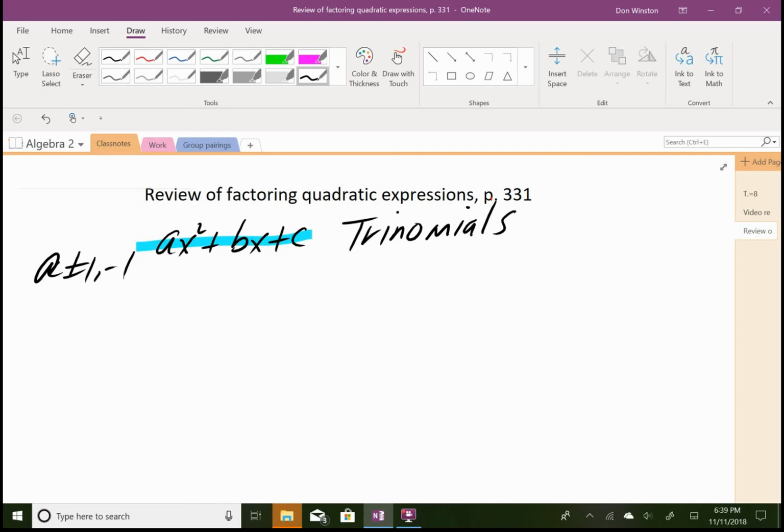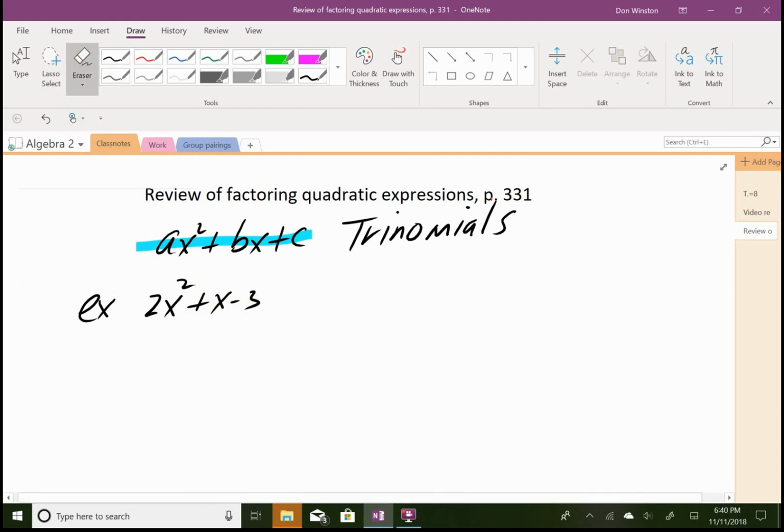There's two approaches. I'll show you one approach now, and then I'll show you another approach called factor by grouping, when we get a little more practice factoring trinomials under our belt. So here we go. Here I have an example. Let's say here I have a trinomial. The leading coefficient is not 1: 2x squared plus x minus 3.